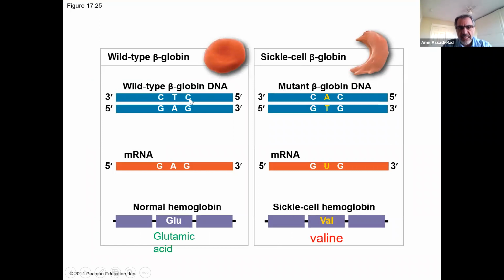The DNA is CTA, and right here that changes to A and T, and of course the mRNA is going to be GUA. This is the normal one, GAG, and then GUA gives you valine instead of glutamic acid. So if it is glutamic acid, then it's normal, and if it is valine, it's abnormal. It looks like a sickle cell just because of one amino acid difference and one nitrogenous base difference.